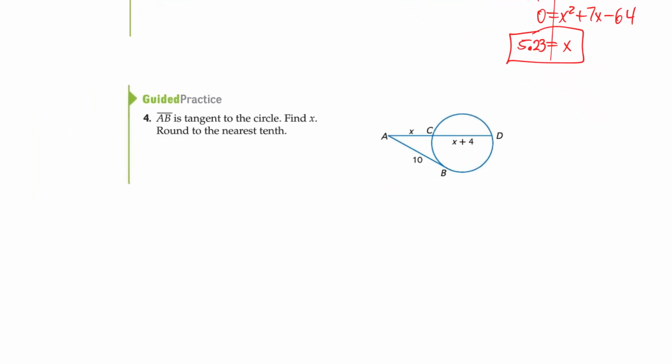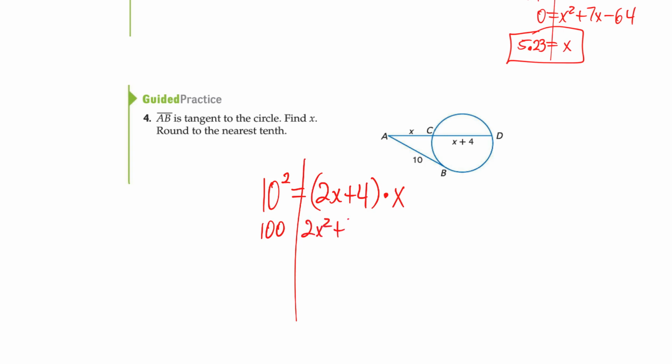All right, on this one, how long is the tangent piece? 10. So I'm going to have 10 squared equals. How long is that whole thing from A to D? Now remember, we're just adding: 2x plus 4. That's the length of the whole thing, times how long is the outside piece? It's x. So we get 100 equals 2x squared plus 4x.